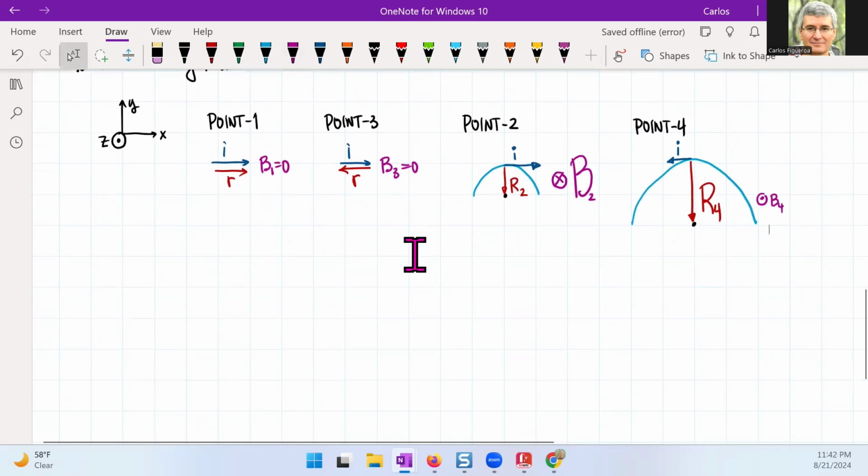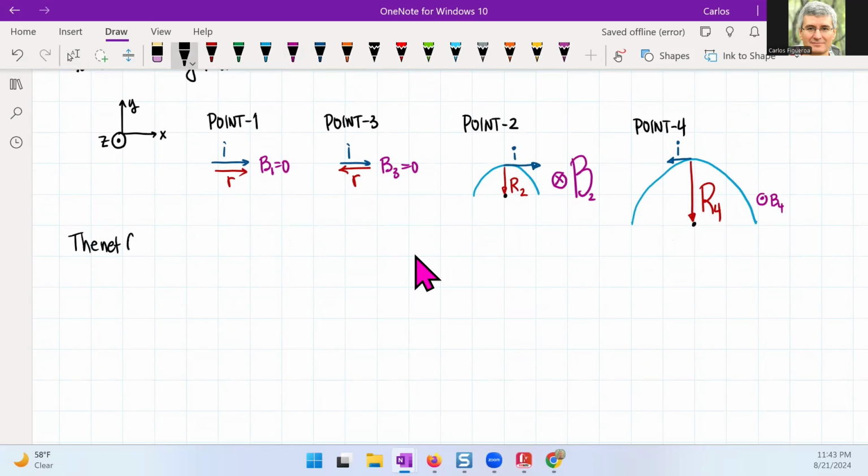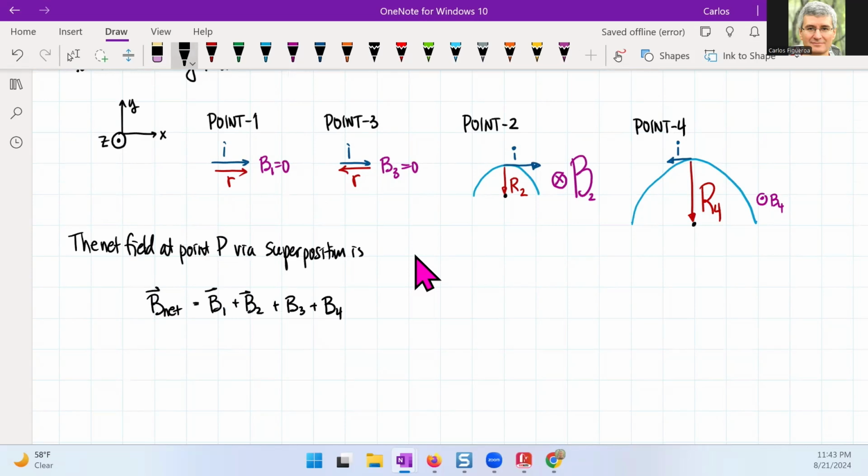So now if I apply superposition to this, we can then say that the net field at point P via superposition is, I have a magnetic field, B net, and it has a direction, and I'm going to get B1 plus B2 plus B3 plus B4. So I have 4 vectors like this. And what we're finding here is that we know that the magnetic field of 1 is 0. We know that 3 is 0.